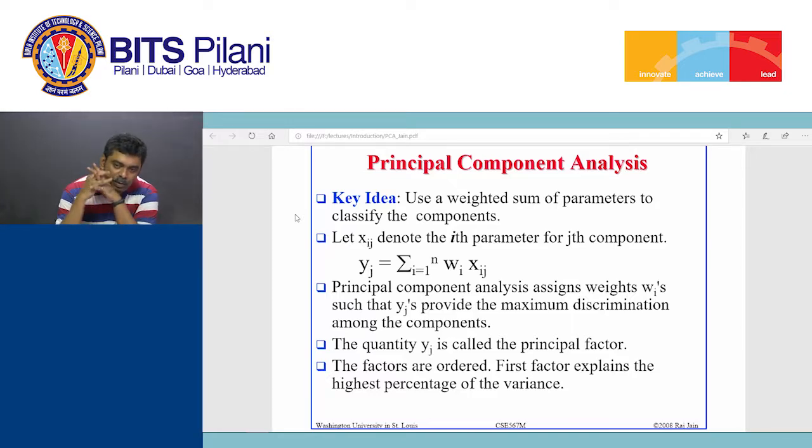Okay, all right. So the problem is this: if you are able to write Y, your output, as a weighted combination of your inputs, then can you assign weights in such a way that the output provides maximum dissemination and maximum discrimination along the components?